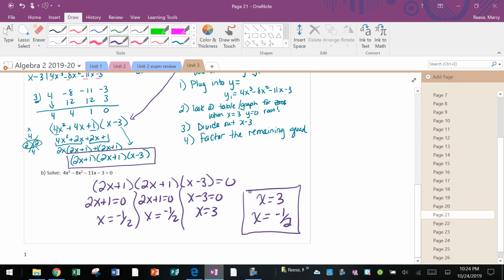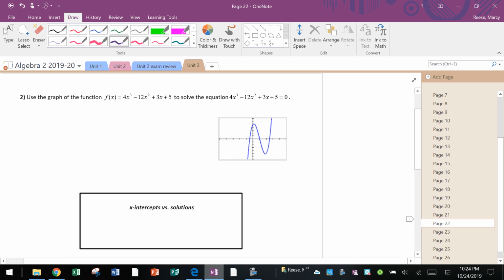So when you went up and originally put this in your y1, you should have seen a bounce at negative 1/2, but you couldn't tell what it was from the table. But you could tell x equals 3 was an actual root. That was an integer. Okay, so let's flip it over. Let's do the next one.